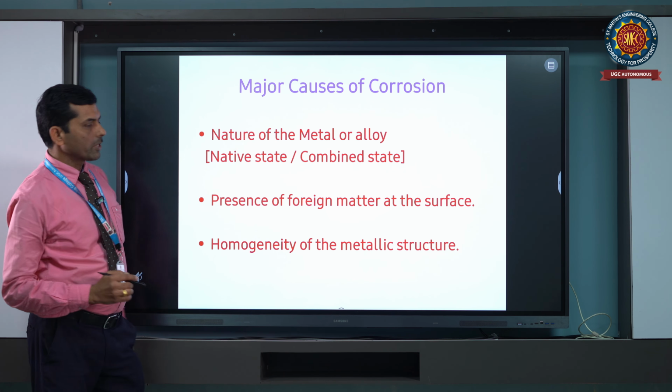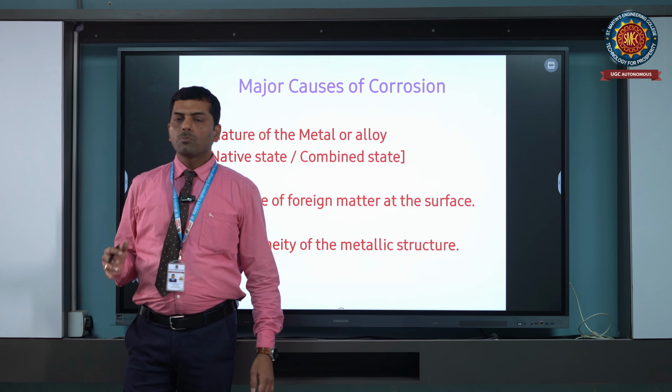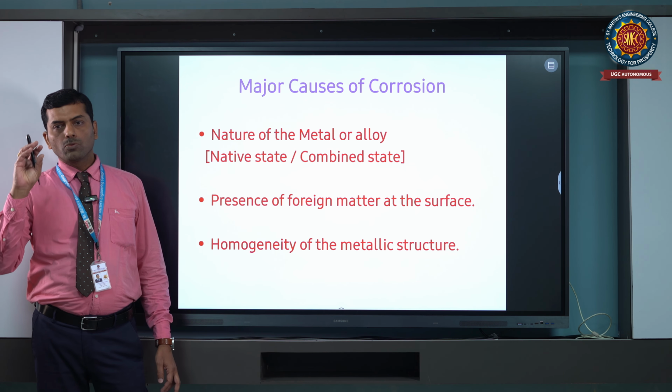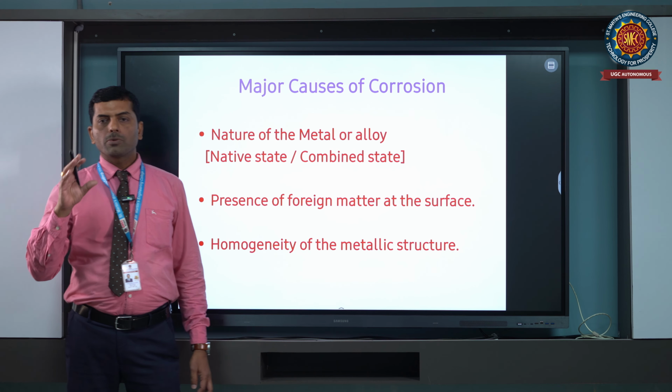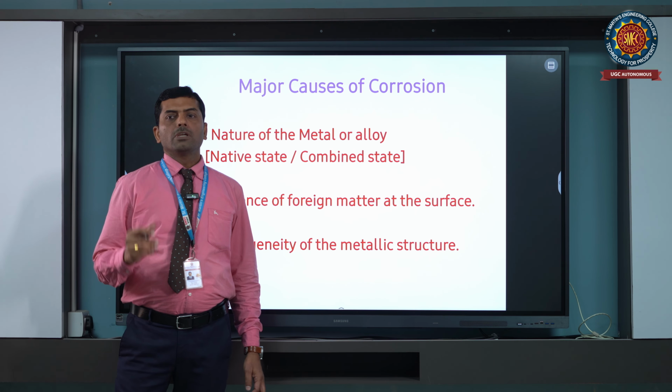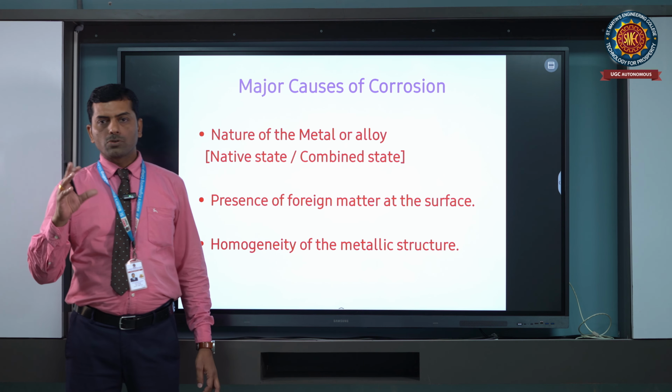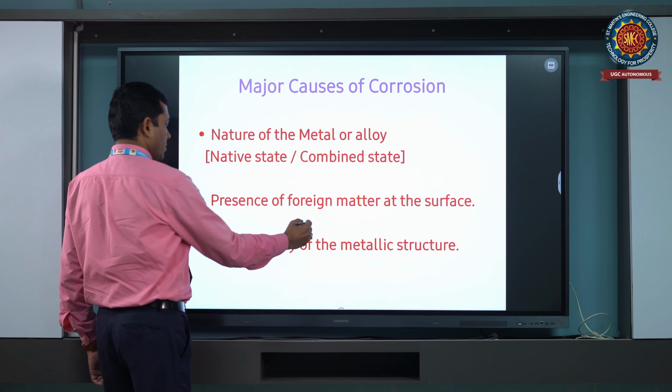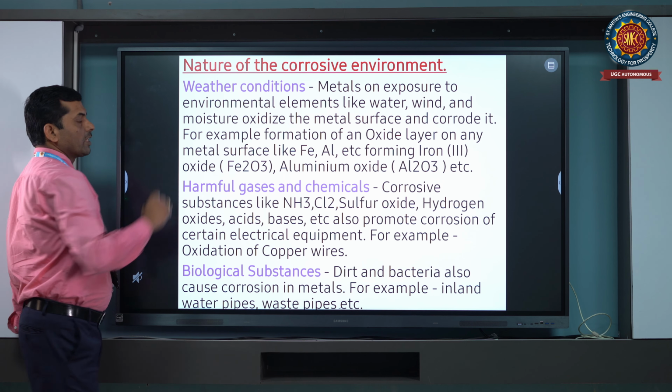Next, homogeneity of the metallic structure. Some metallic compounds are prepared with only one type of metal. That type of metal is prone to easy corrosion in the corrosive environment. How can we control that? We can see that next. So, weather conditions.